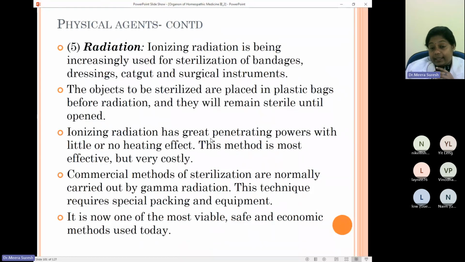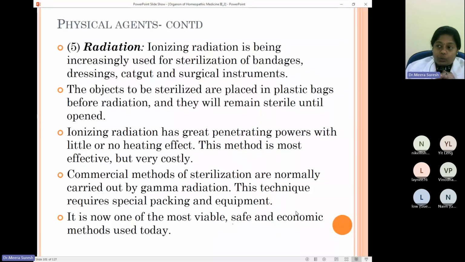Ionizing radiation has great penetrating power with little or no heating effect. This method is most effective but is very costly. So not all the countries, only the highly industrialized countries could go for it. Commercial methods of sterilization are normally carried out by gamma radiation. This requires special packing and equipment. It is now one of the most viable, safe, and economic methods used today.